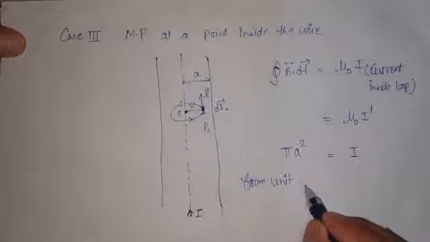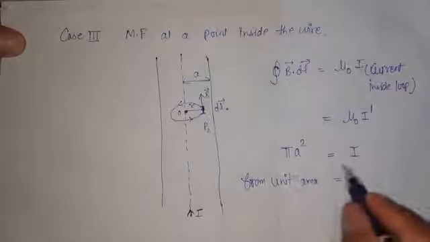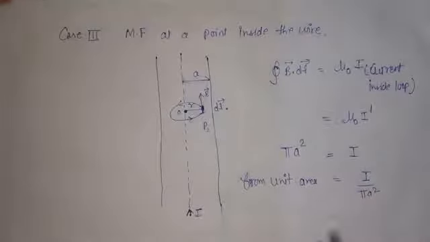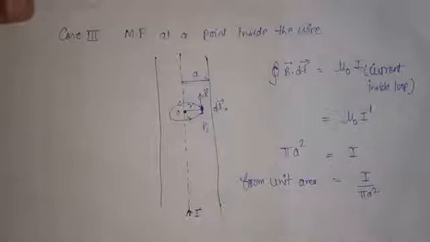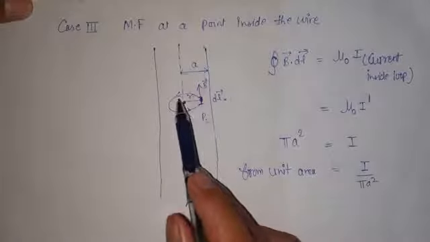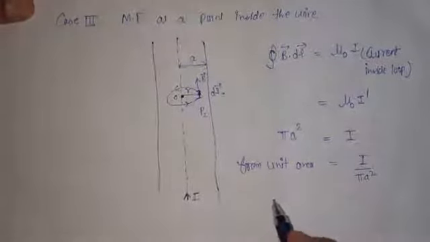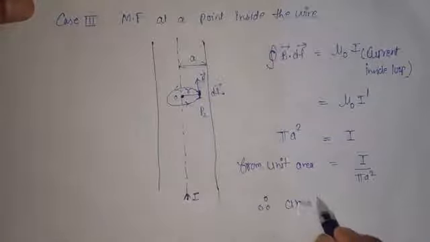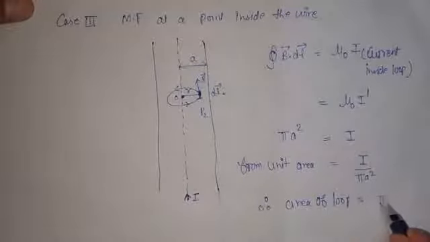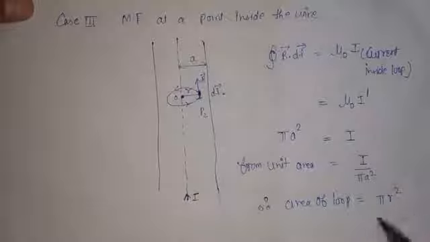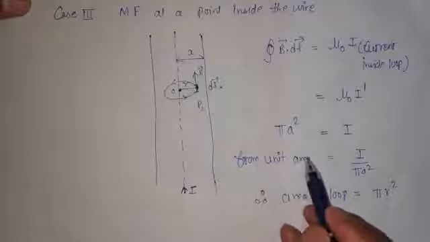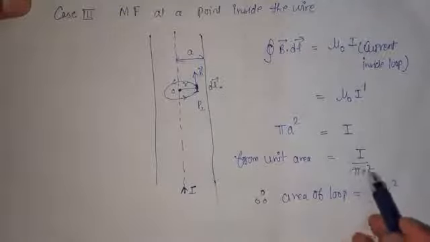So you will find that the current which will pass from its unit area will be I upon pi a square. This is that current which is passing from its unit area. Okay, now how much is the area of this loop? So we get that the area of the loop is pi, and its radius is r, so it is pi r square. Okay, so that current which is passing from unit area is I upon pi a square.